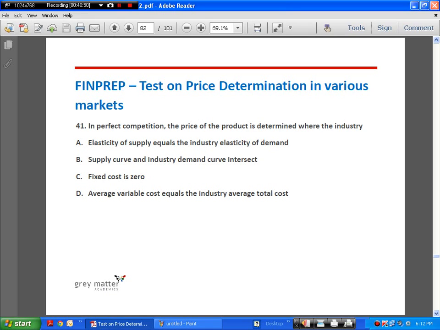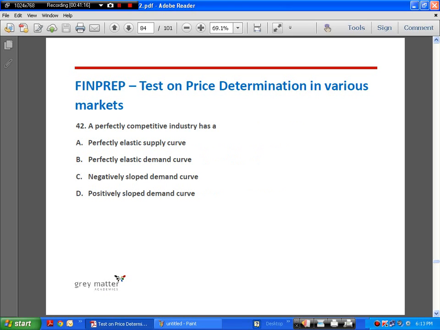41st question. In perfect competition, the price of the product is determined where? The industry. So we have discussed already, under perfect competition, prices are determined at the industry level by the interaction of demand and supply curves. Therefore, option B is the right answer. Supply curve and industry demand curve intersect.